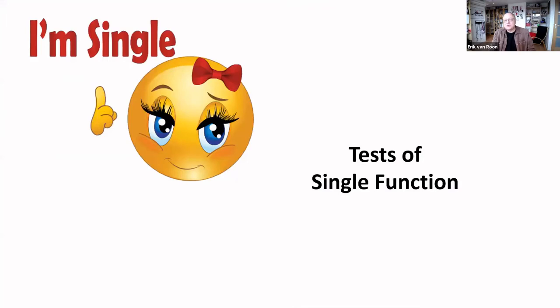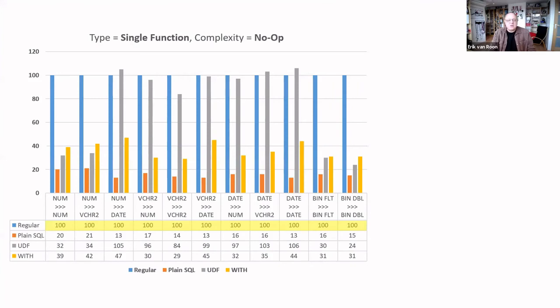So let's run a test with a single function. Then these are the results. We have a single function type, and the complexity is no op. As you can see here, the regular function is the baseline, so by definition it's 100%. And then if we look at the other results, then we see that, well, no surprise, plain SQL is always the fastest. Well, that's, like I said, no surprise. It would have been a real surprise if that wasn't the case.